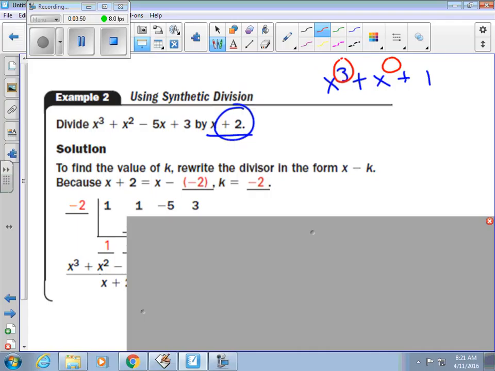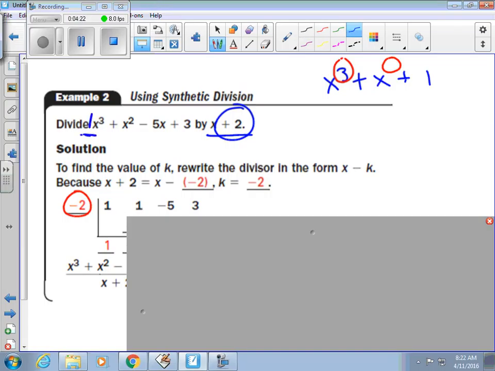Again, if for some reason it skips a degree, you have to put a placeholder in there. You have to put a 0 in place of the coefficient. This is the same negative 2 I told you about a second ago right here. That's the negative 2 that goes outside the box. So the first thing you do is you take that first 1. All of these numbers, 1, 1, negative 5, and 3, come from the coefficients of this polynomial.